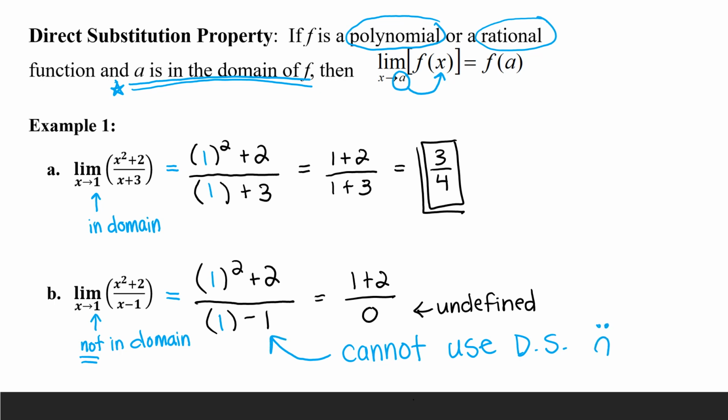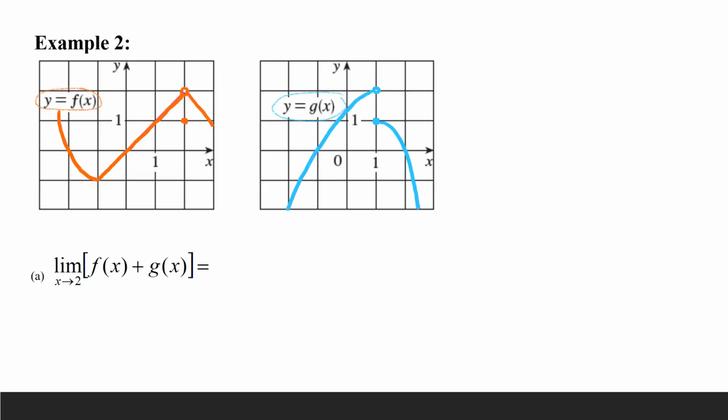We'll have to figure out some other method for evaluating that limit. Before we look at what to do when you can't use direct substitution, let's take a look at a couple of examples of limit laws and combining limit laws with direct substitution.